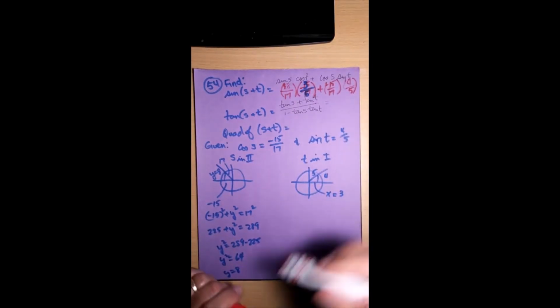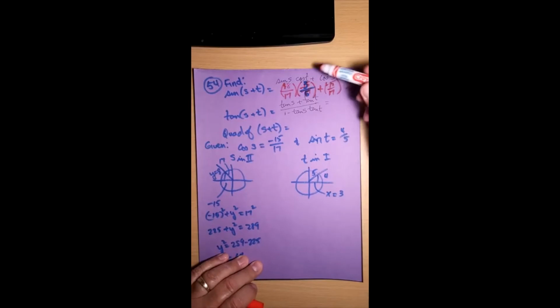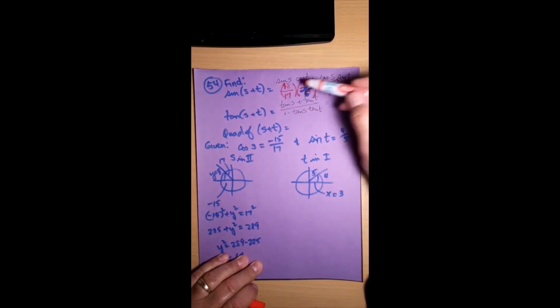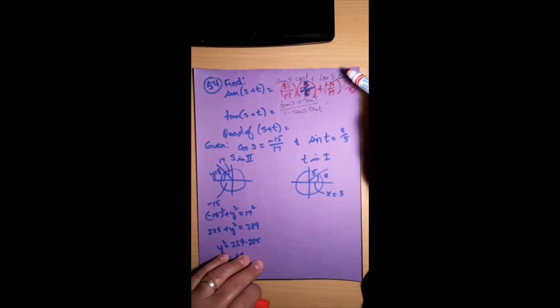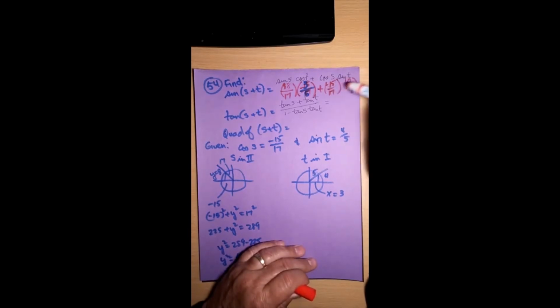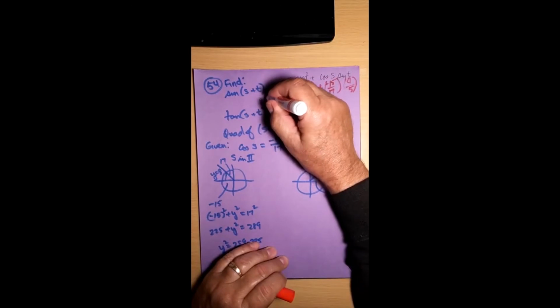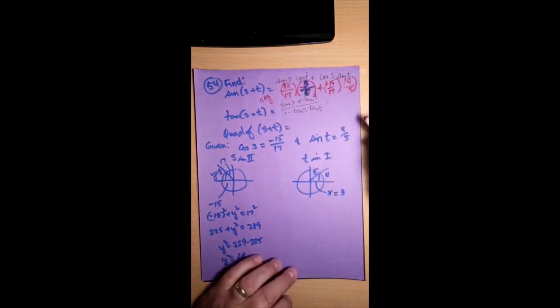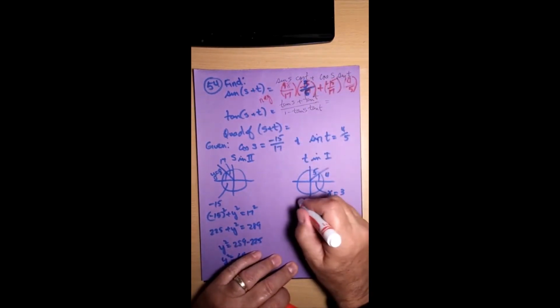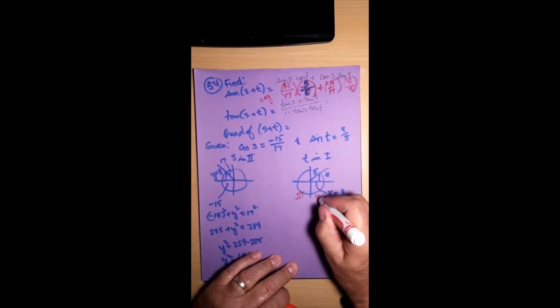I'm running out of room though. But do notice, this is a positive times a negative, so this is negative, plus a negative times a positive, which is negative. So we're adding two negatives. So we know that the sine is negative. That means we'll be in the third or fourth quadrant.